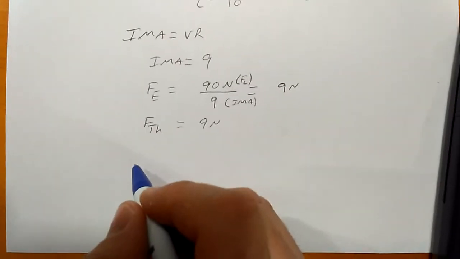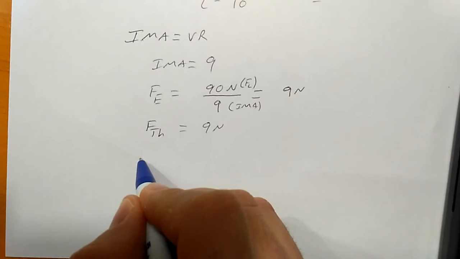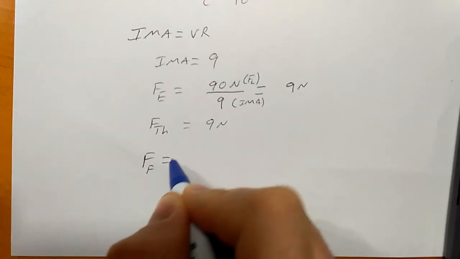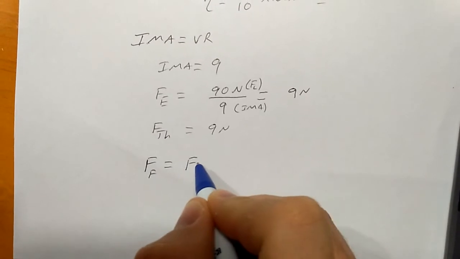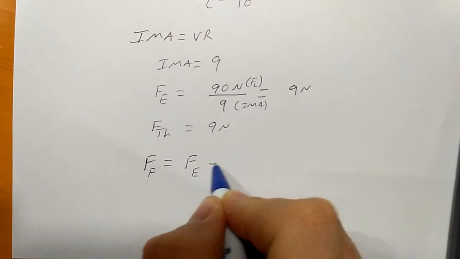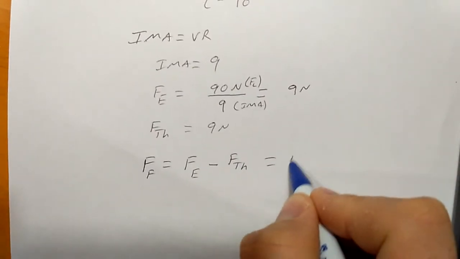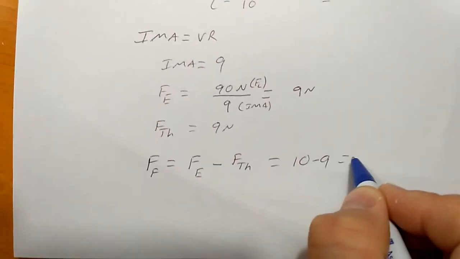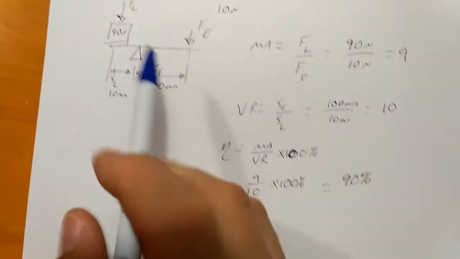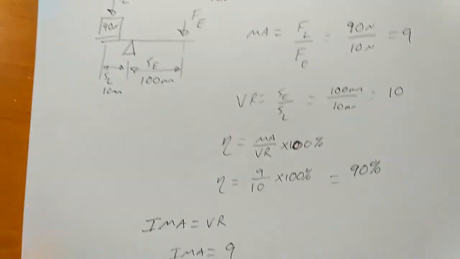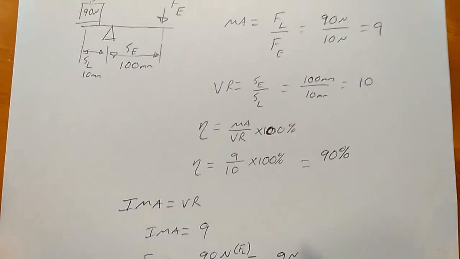Okay, so let's finish this off. So that means that the force due to friction must equal my force that I've applied, take away the force theoretical. So 10 minus 9 is equal to 1 newton. All right, so 1 newton of force was wasted to friction. 9 newtons of force was used to raise the load, and the machine was 90% efficient.